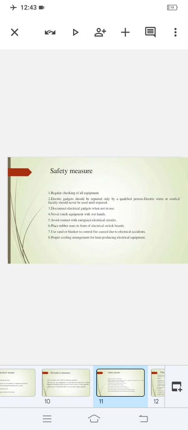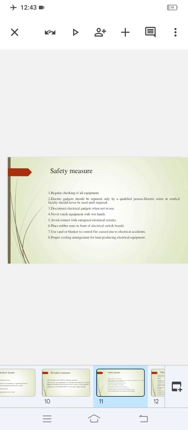So what are the various safety measures we have studied? As written over there: regular checking of all the equipment. All the electrical gadgets should be repaired only by a qualified person. Electrical wires or cords that are faulty should never be used until they are repaired. Disconnect all the electrical gadgets when not in use. Never touch the equipment with wet hands. Avoid contact with energized electrical circuits. Place rubber mats in front of the electrical switchboards.